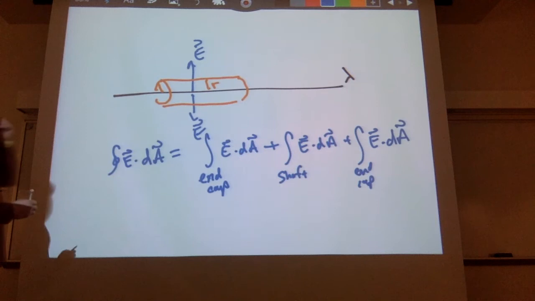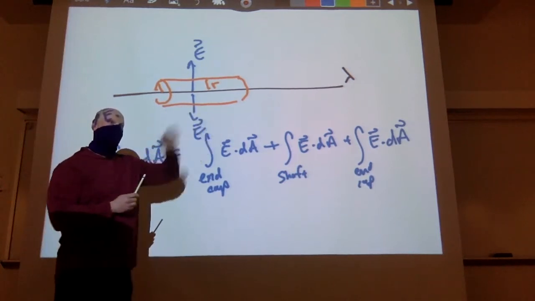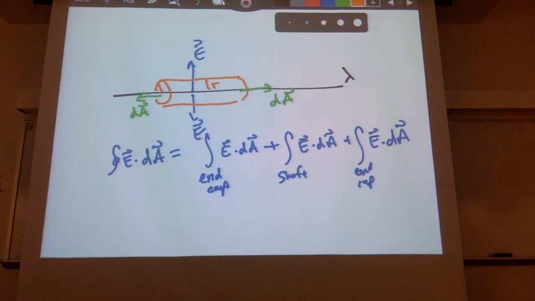Now, let's talk about the areas. Again, what we said was, for Gauss's law, the surface area dA points away from the surface. Which means that what? For this end cap out here, dA points in this direction. For this end cap down here, dA points in this direction. And for the shaft, see where my green is, dA points off in this direction. This is my dA. So this is dA for the end cap, dA for the end cap, and dA for the shaft.